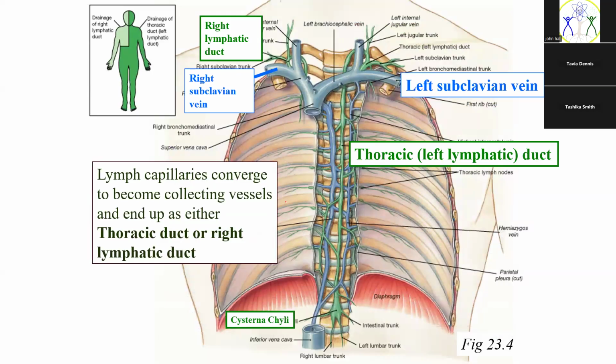This here is looking at the two major vessels I mentioned earlier: the right lymphatic duct, which empties into the right subclavian vein, and the thoracic duct, which empties into the left subclavian vein. This is just showing you exactly where they are located, okay?